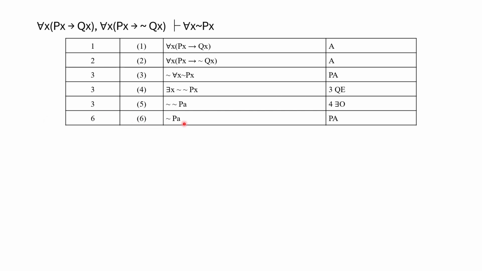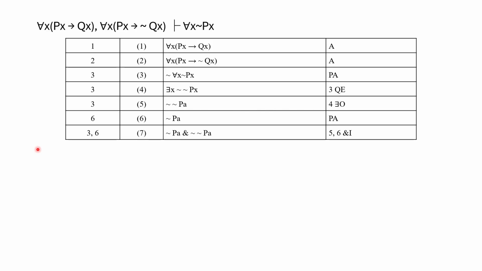So we're going to assume tilde PA as an assumption. This is where things start to sound a little crazy, but tilde PA and tilde tilde PA are contradictory, so we can build a contradiction here in 7, and then we can subtract the tilde from this PA here by doing tilde out. And now we've got PA by itself instead of tilde tilde PA. So that's a lot of work to get rid of the double negation.